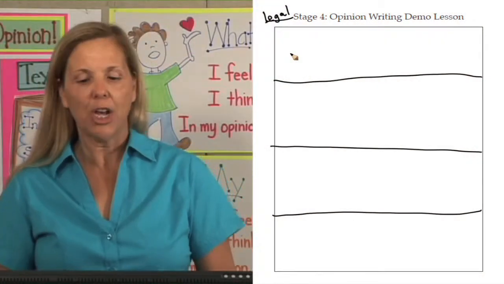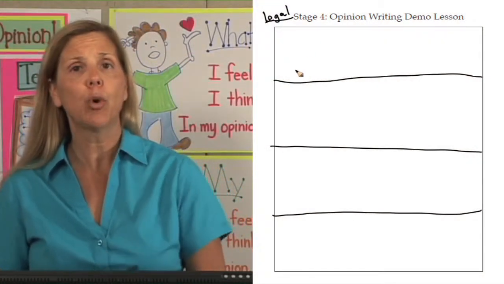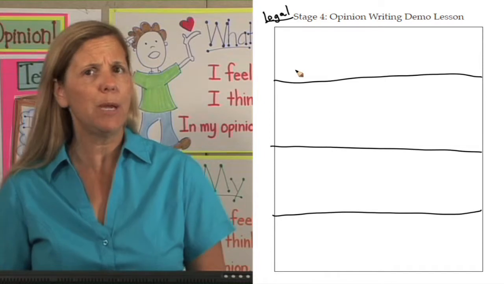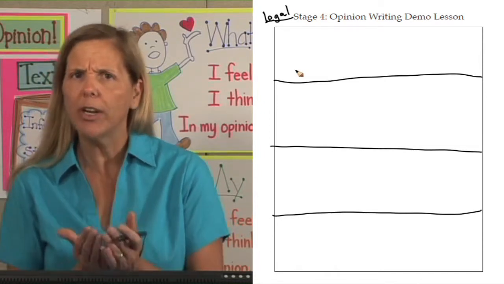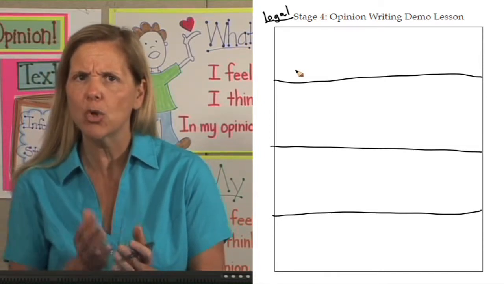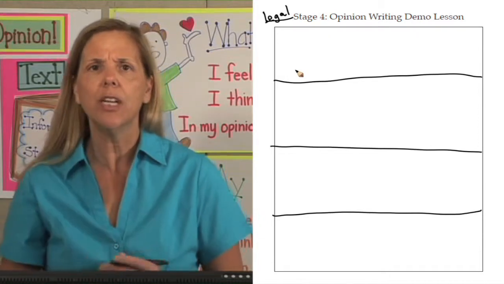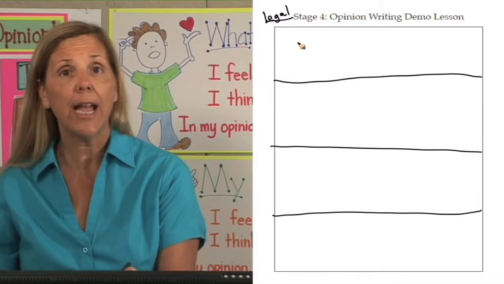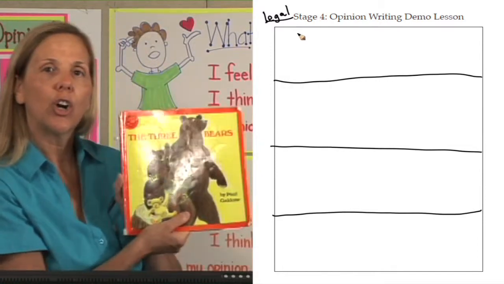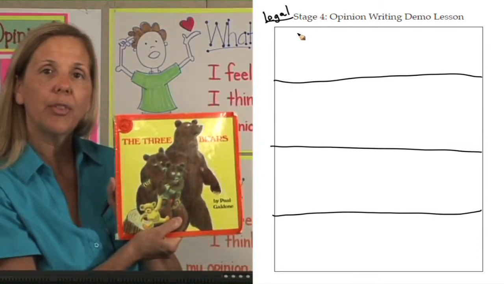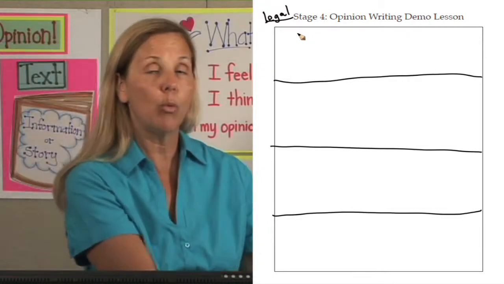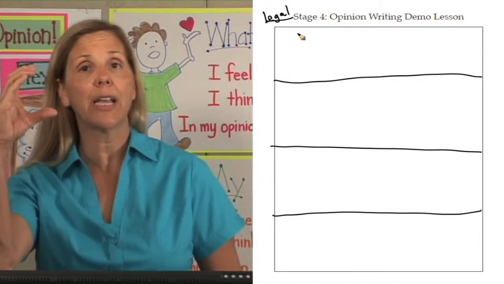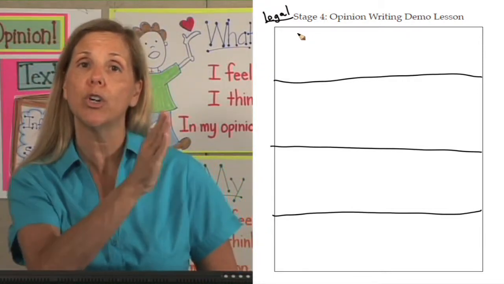We go up to our top box and we could write our opinion right away, but that wouldn't be polite. This is a story. So what do you need to do when you're giving an opinion about a story? You need to be polite. You need to give the title. So over here, we're going to write the title right at the top. We look at our story when we have the title, The Three Bears. And we know when we write a title, what do we do? Capitalize the first word and all the important words in the title.